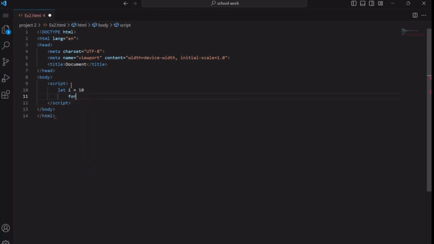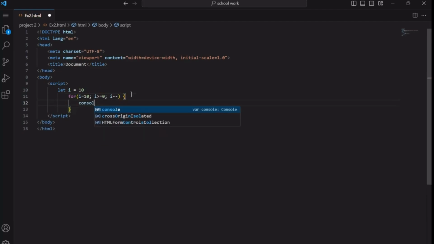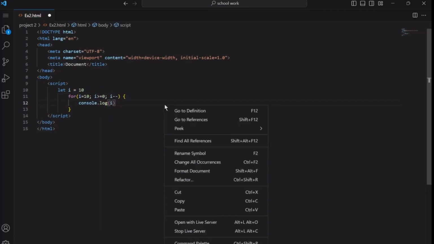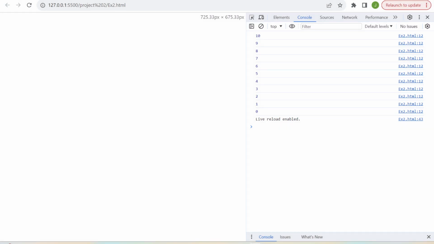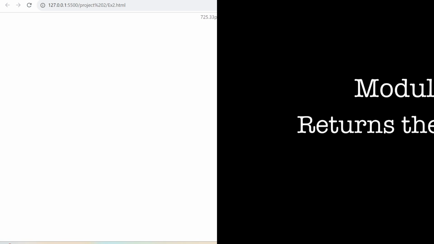So we'll first start with setting the counter as 10, then creating a for loop saying I equal to 10 and I is greater or equal to 0, then I minus minus. Then again, we'll print this to the console log, so when we open it, we could see that 10 is decreased to 0 one by one.